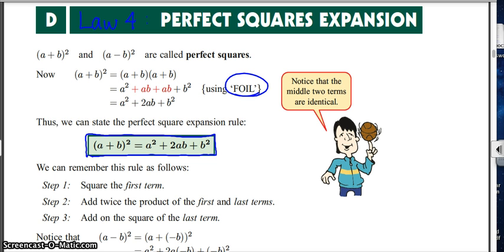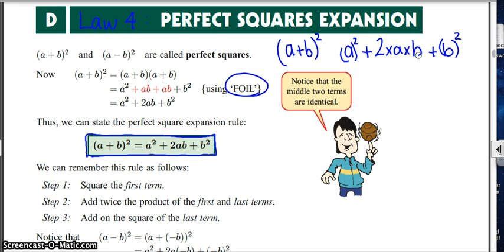What this says is, where you've got a plus b all squared, you square the first number and you square the last number. And in the middle, you always add 2 and multiply it by a and multiply it by b. You always do that. You always add 2, whether this is a plus b or a take b all squared, you still plus 2. Always. Because you're going to have 2 of them, as you can see here. 1, 2.